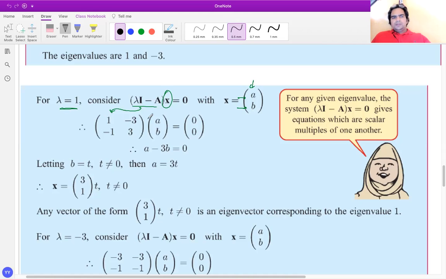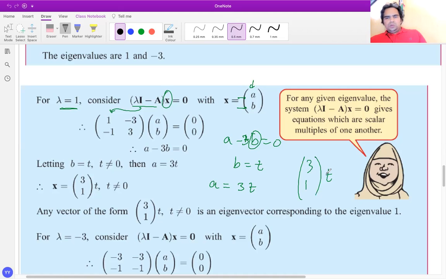If you multiply out, you get a minus 3b equals 0. Now let's take b as t, so you get a equals 3t. So my vector is [3, 1] times t, where t can be anything: 2, 3, 4. So the vector is [3, 1]. So [3, 1] is my eigenvector for lambda equals 1.